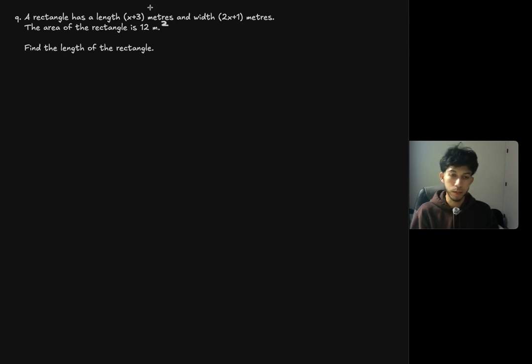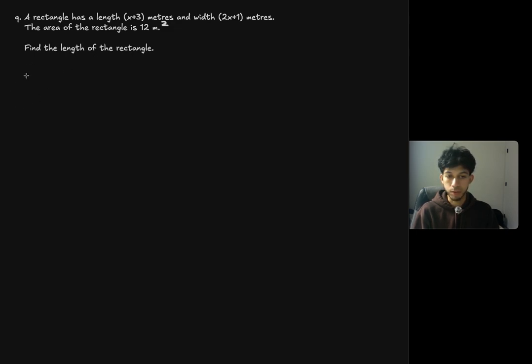Today we are taking a look at a problem involving middle term factorization for quadratic equations, because that is a prerequisite for A-level pure math quadratics. Okay. A rectangle has a length of x plus 3 meters and a width of 2x plus 1 meters. The area of the rectangle is 12 meters squared. Find the length of the rectangle.